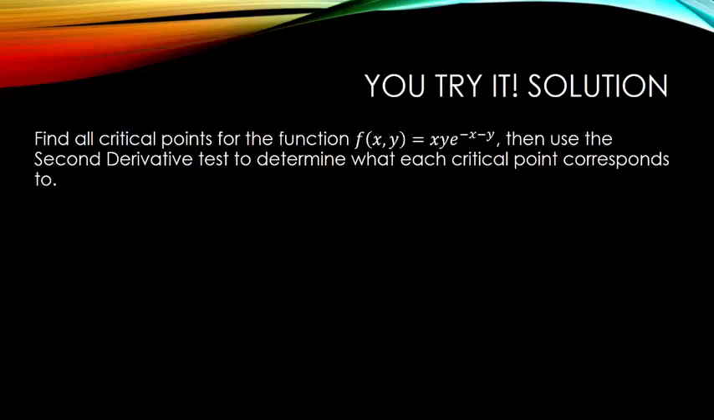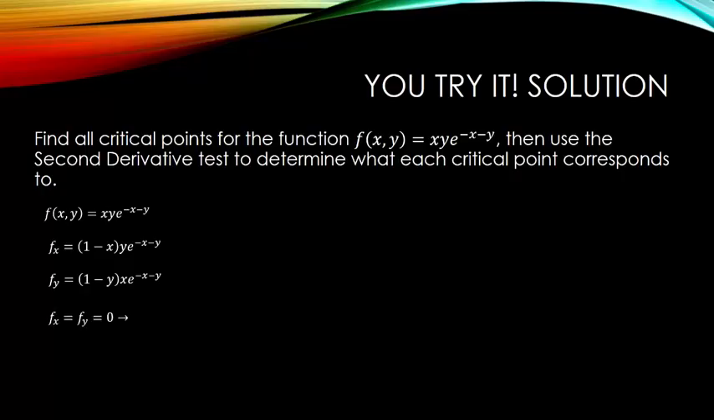I first need to find all the critical points for the function, and then I use the second derivative test to determine what the critical points correspond to. F of xy is equal to xy times e to the negative x minus y power. Fx is equal to the quantity 1 minus x times y times e to the negative x minus y power. Fy is equal to the quantity 1 minus y times x times e to the negative x minus y power.